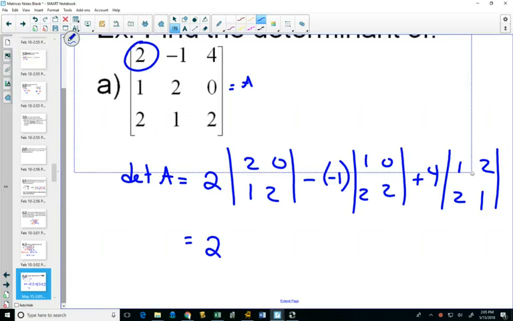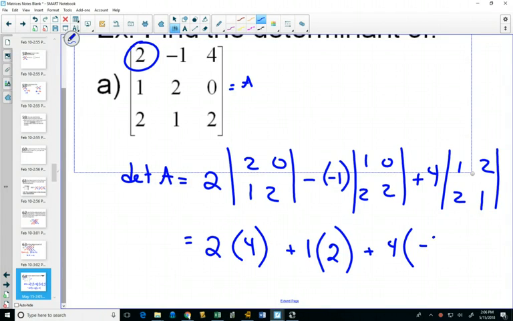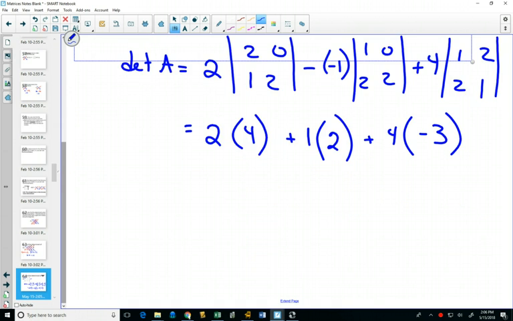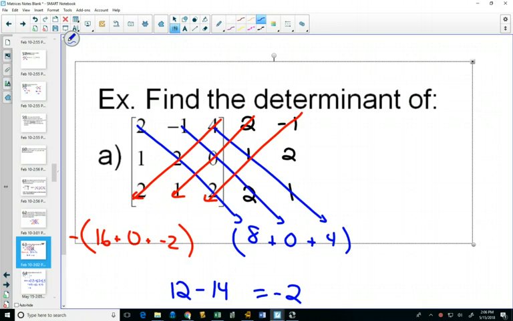So this will be 4 minus 0, plus 1 times 2 minus 0, plus 4 times 1 minus 4, negative 3. So we get 8, 10, minus 12, negative 2. Did we have negative 2 last time? Whew. That would have been terribly bad if there were different answers.